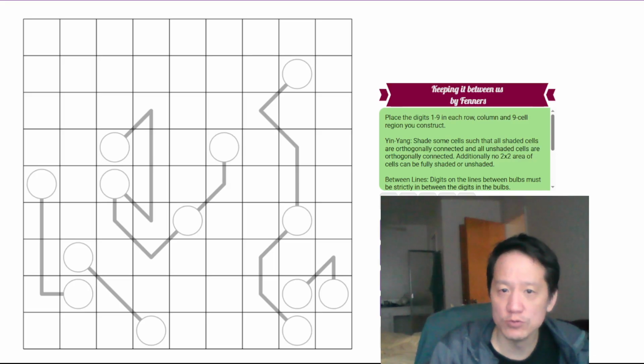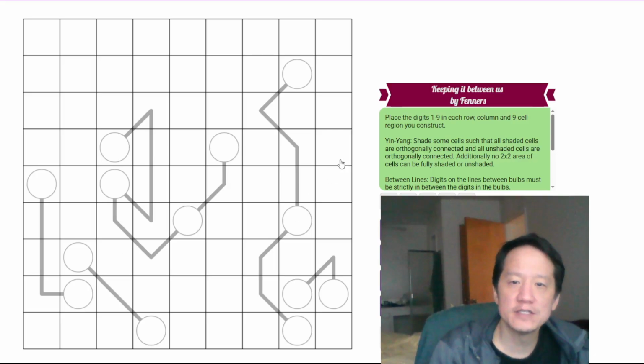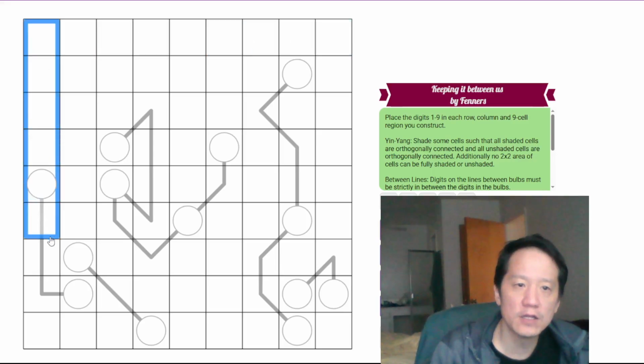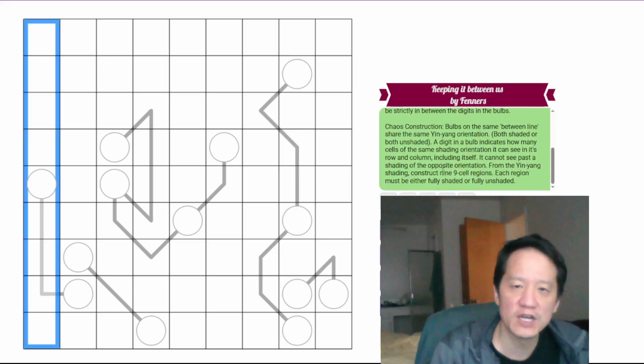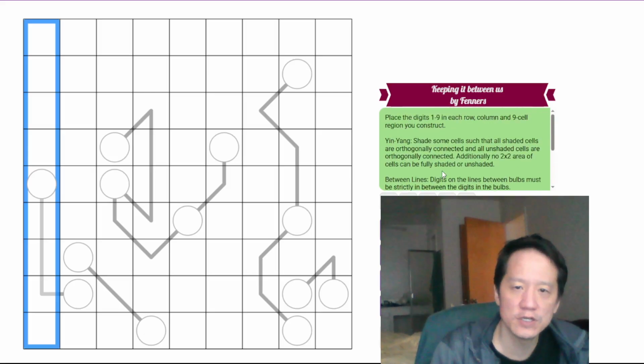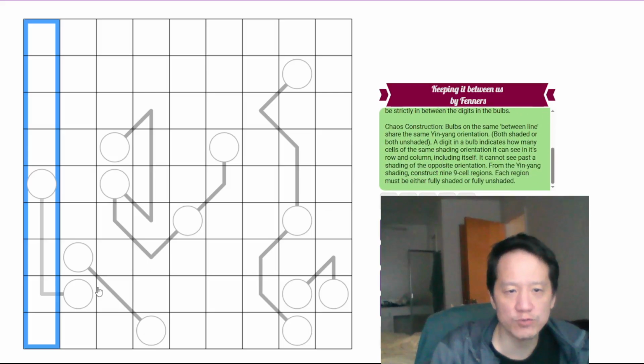And here are the rules. Place the digits 1 through 9 in each row, column, and 9-cell region you construct. So we're going to have chaos construction rules here, where we construct regions which are usually all orthogonally connected.